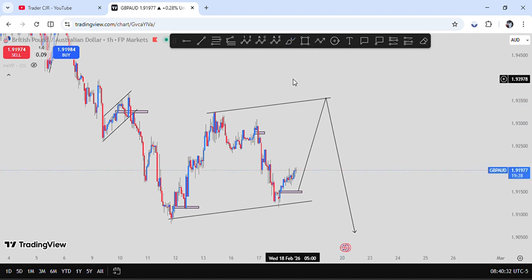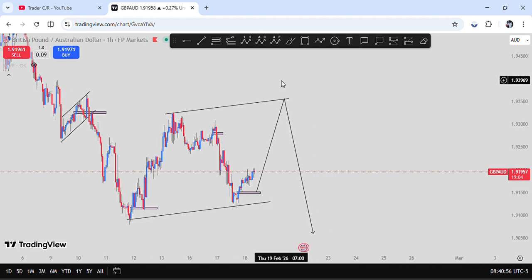The way I trade pound Aussie is different from the way I trade the USDCAD. That's why I recommend you guys to stick to fewer currency pairs so that you master them. You master the behavior of the currencies because every currency pair behaves in a different way. Okay, so that's my analysis.